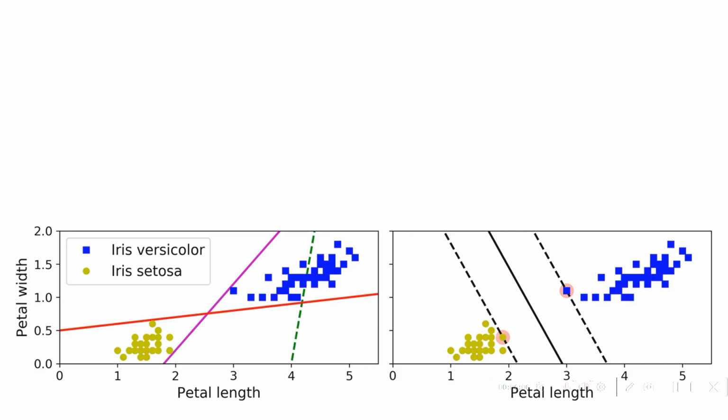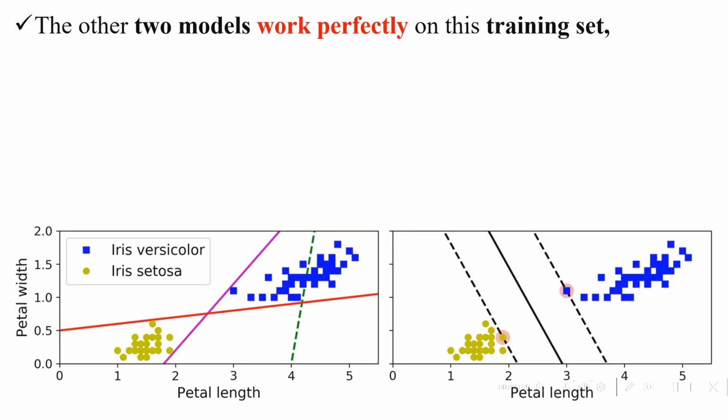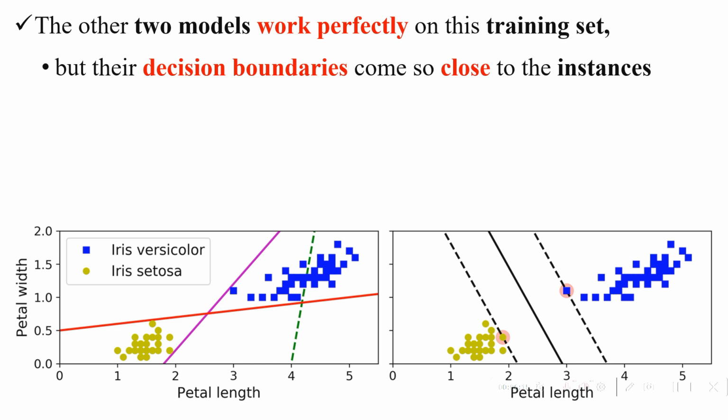There are two other models, the red line and the purple line, that separate the data points separately. But what happened here? The decision boundaries come too close to the instances.